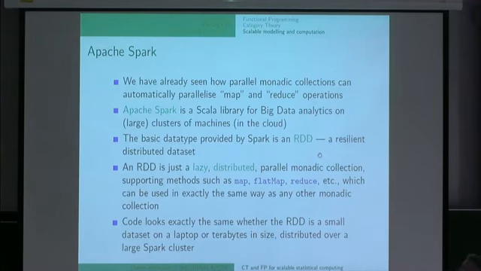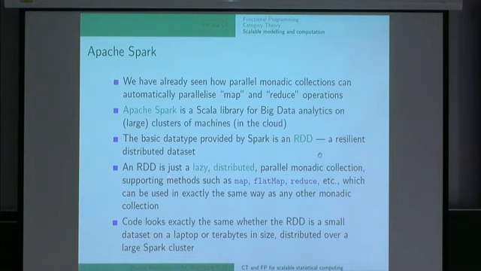But how does it work, and why does it work? It works because all it is is a lazy distributed parallel monadic collection, okay? So it basically just gives you an abstraction for your data set that is exactly the same as those other collection abstractions that we've seen, and so we can operate on this huge data set in the cloud in exactly the same way as we operate on a list with 5 elements on our laptop. Okay, it's exactly the same.